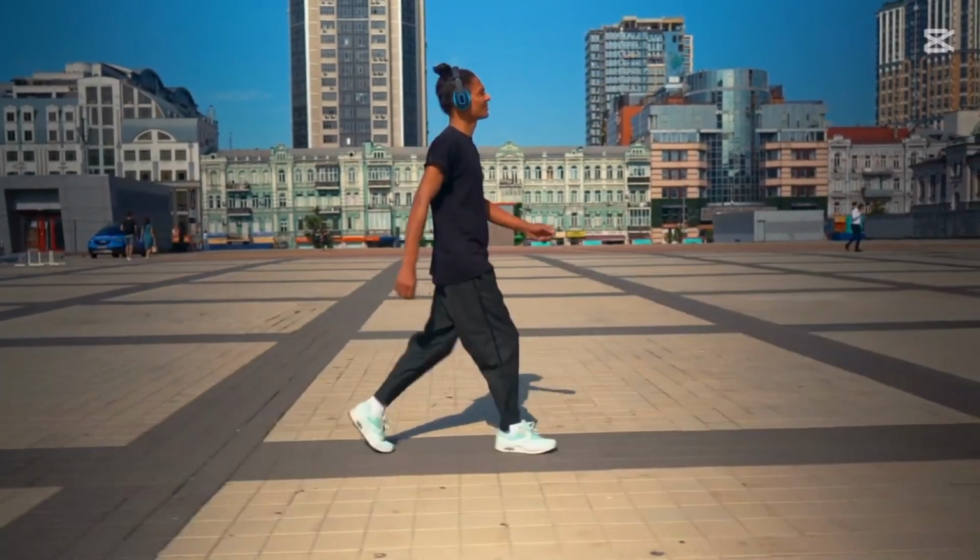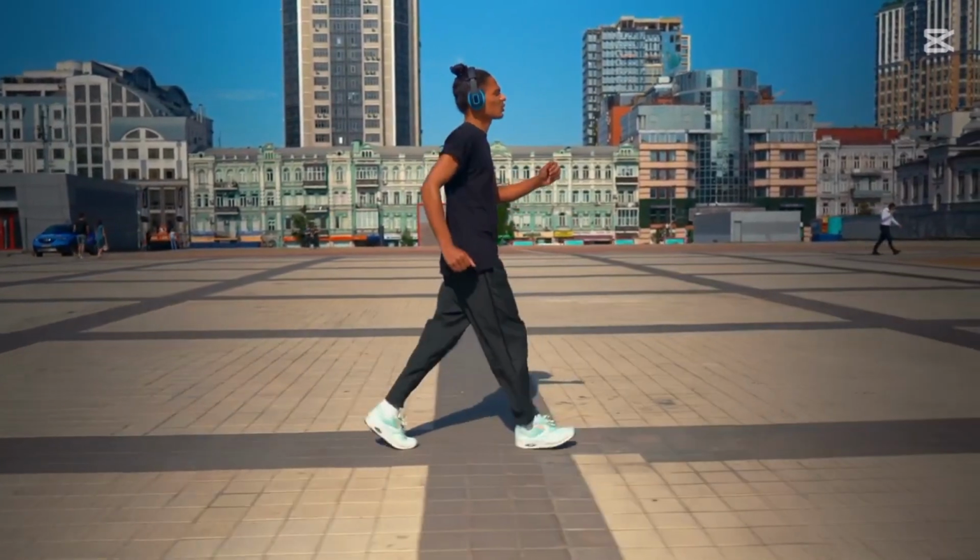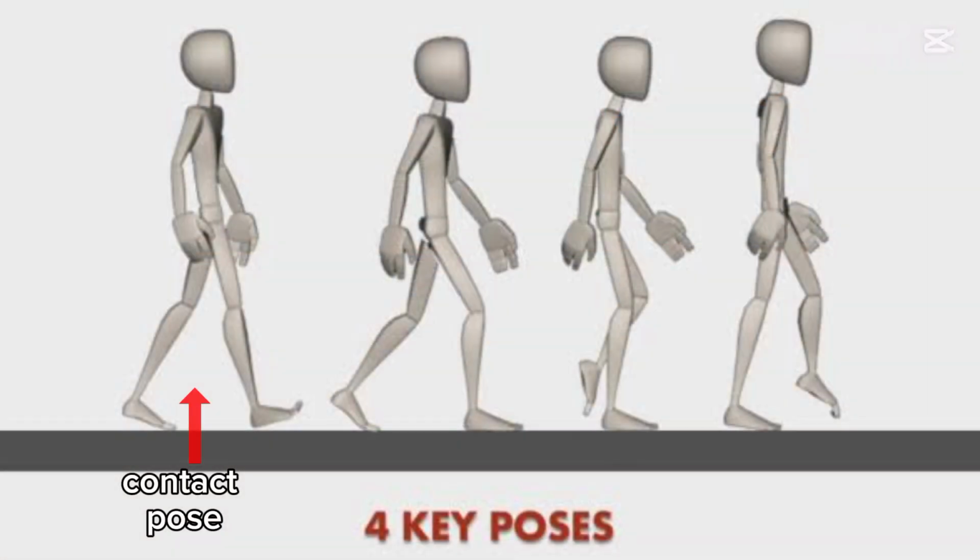Take a look at this example. A typical walk cycle has 4 key poses. 1. Contact pose. This is where both feet touch the ground. One in front, one behind.